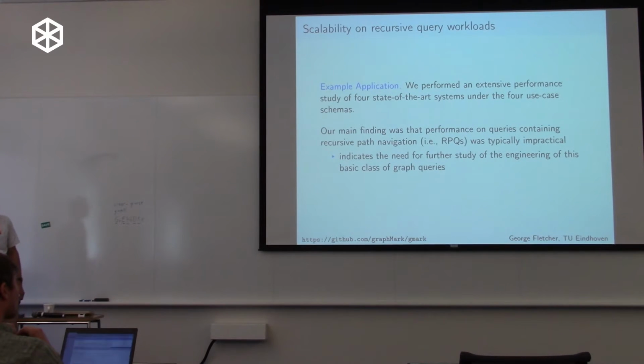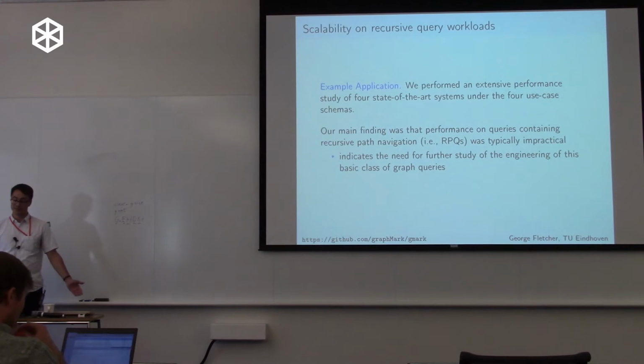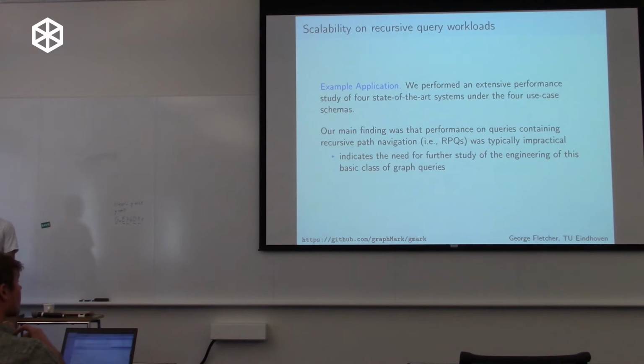We also did a small application just to study, so part of our motivation was to study the performance of current state-of-the-art tools on RPQ evaluation. There's a tech report if you want; you can find it at our GitHub link there. We performed an extensive performance analysis of 4 state-of-the-art systems under all of our 4 use cases. And our main finding was that recursive path navigation is very difficult for current systems, right? So RPQs. This indicates really a need for further study of how we might engineer this basic class of graph queries on very large graphs.